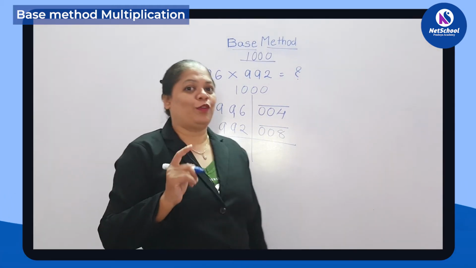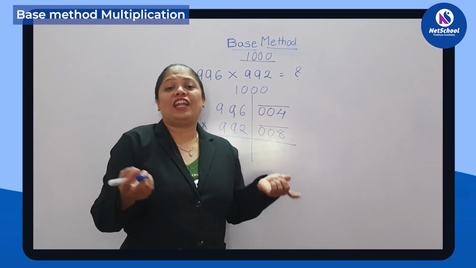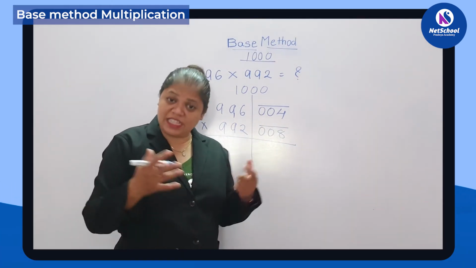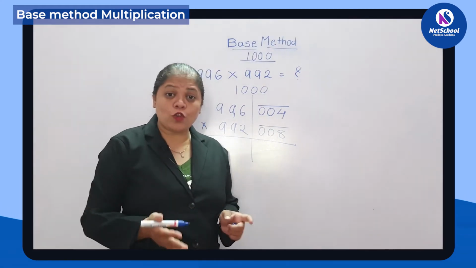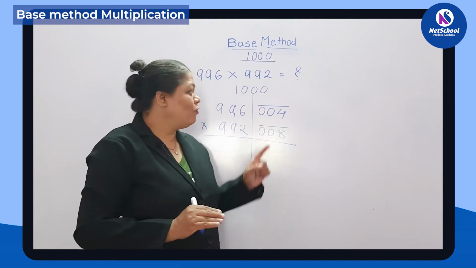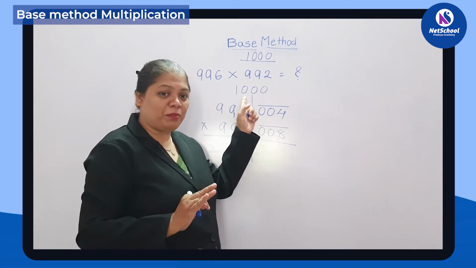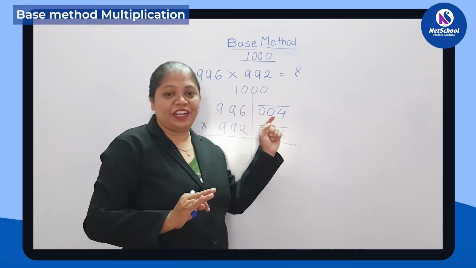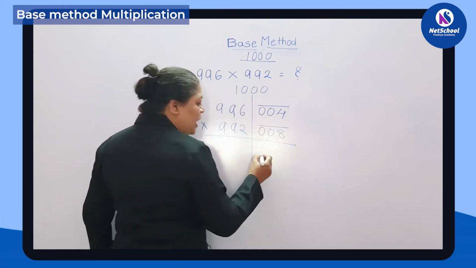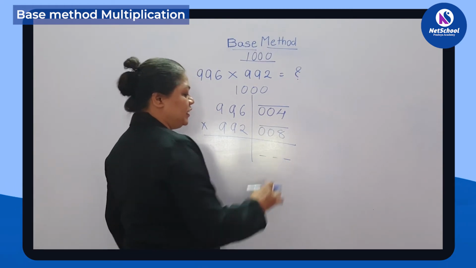008. Now you might be surprised why I have written here 004 and not only 4. Is there any difference between 004 and 4? No, there is no difference, but for our convenience, as this is a base of a 3-digit number, we need to write here 3 digits, so that in the answer also we will get 3 digits.